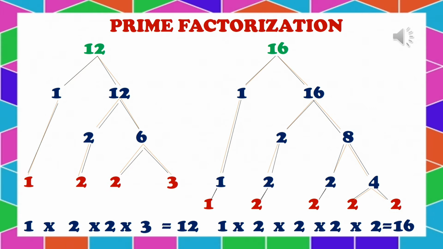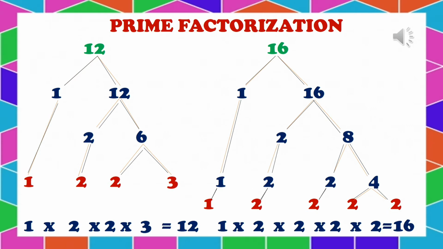Let's go into example number 2. We have 16. What are the factors of 16? We have 1 times 16. 16 is not a prime number, so we still have to factor it. 16 has factors of 2 and 8. 8 is not yet a prime number, so we still have to factor 8. The factors of 8 are 2 times 4. 4 is not yet a prime number, so we still have to factor 4. We have 2 times 2. These are the factors of 4.